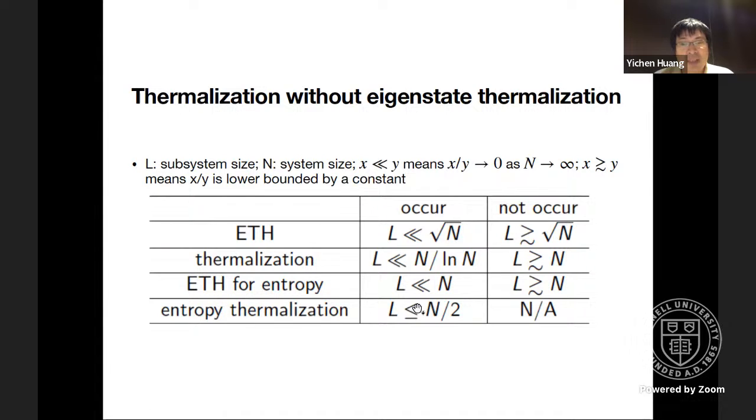And similarly, we can find the regimes when we have ETH for entropy and entropy thermalization. Our result shows that entropy thermalization occurs as long as the subsystem size is less than or equal to half the system size. But if you look at individual eigenstates, then we have ETH for entropy only when capital L is a vanishing fraction of the system size. So we also have a regime where we have entropy thermalization, but not the ETH for entropy.